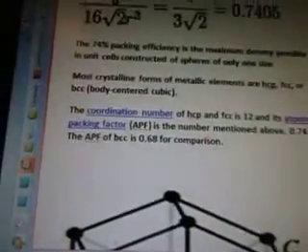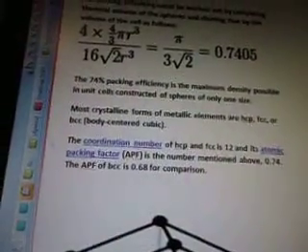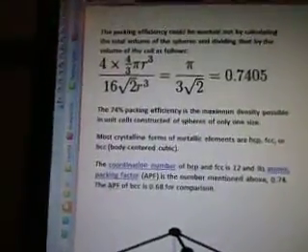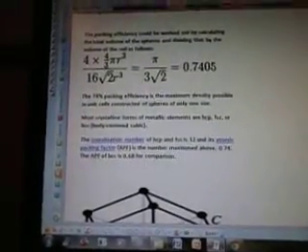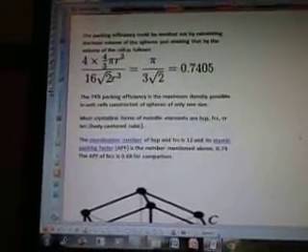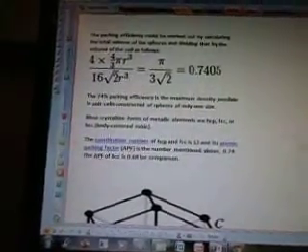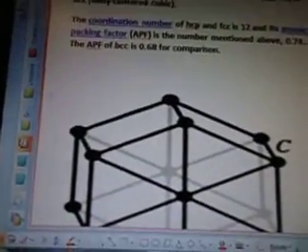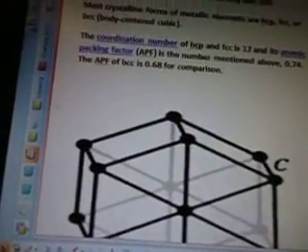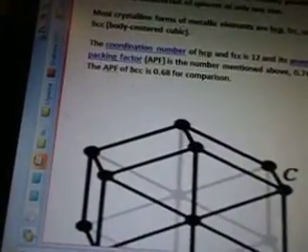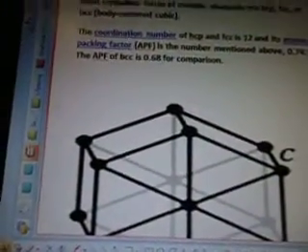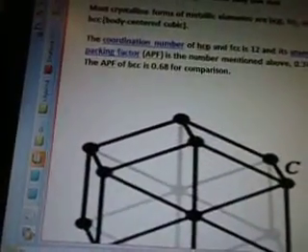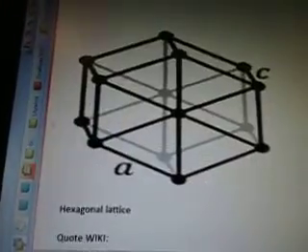So the 74% packing efficiency is the maximum density possible in unit cells constructed of spheres of only one size. Most crystalline forms of metallic elements are HCP, FCC, or BCC, body-centered cubic, which is what we want to do. We want to create body-centered cubic for the core area. The coordination number of HCP and FCC is 12, and its atomic packing factor APF is the number mentioned above, 0.74. The APF of BCC is 0.68 for comparison.